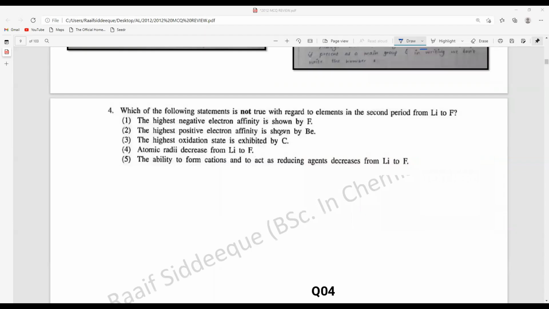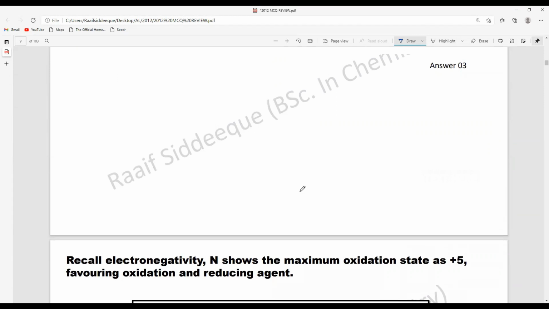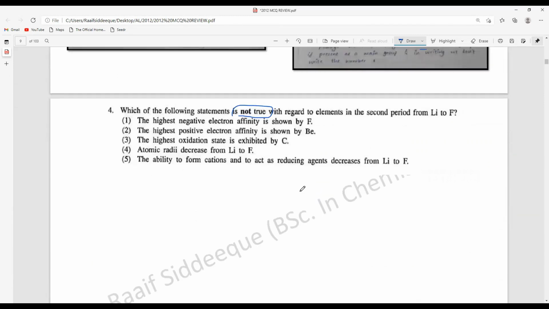Number 4: which of the following statements is not true regarding the elements of the second period, from lithium to fluorine? This question is very straightforward. The only things you should know are what electron affinity is, what oxidation state is, what atomic radii are, and what reducing agents are. You have to find which statement is not true.